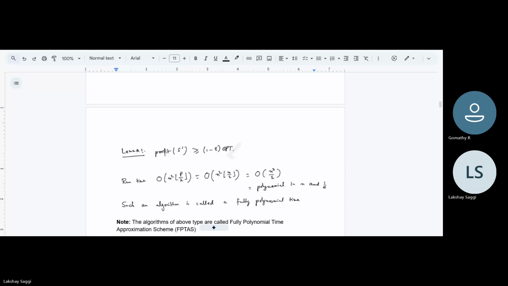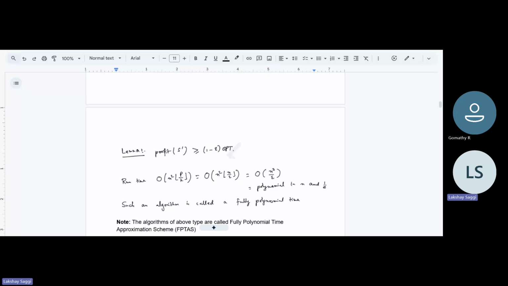But the good thing is this algorithm is polynomial in n, which is the input size, and 1 over epsilon. This epsilon is relevant for the approximation ratio. So if we try to improve the approximation ratio, since the runtime is polynomial in 1 over epsilon, the runtime does not get much worse as compared to improving the approximation guarantees.